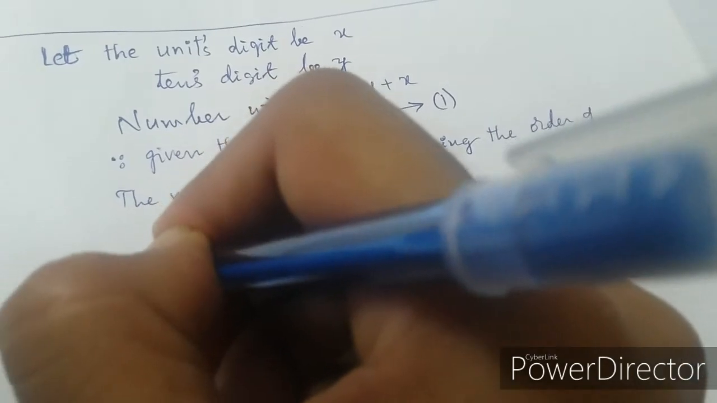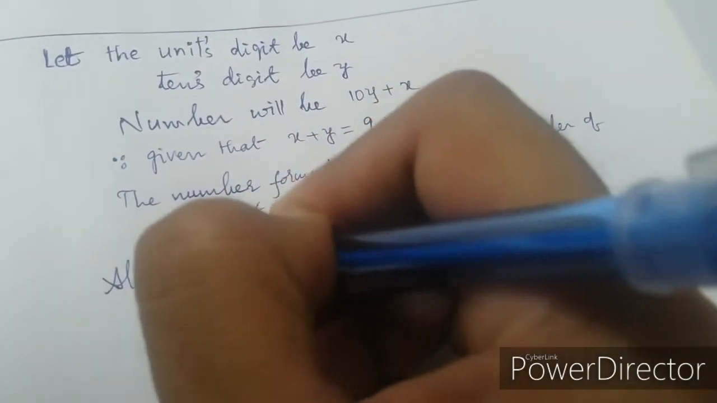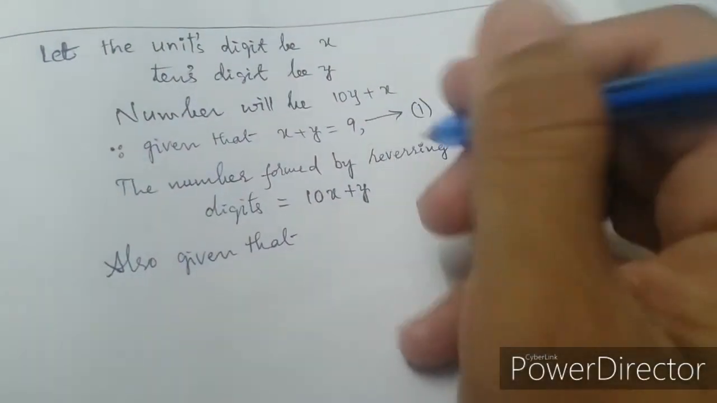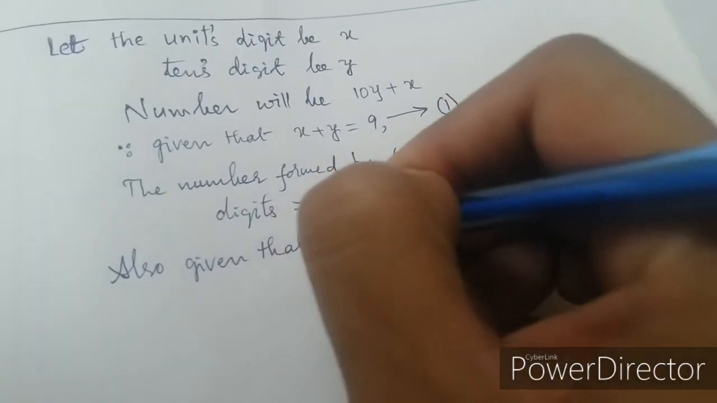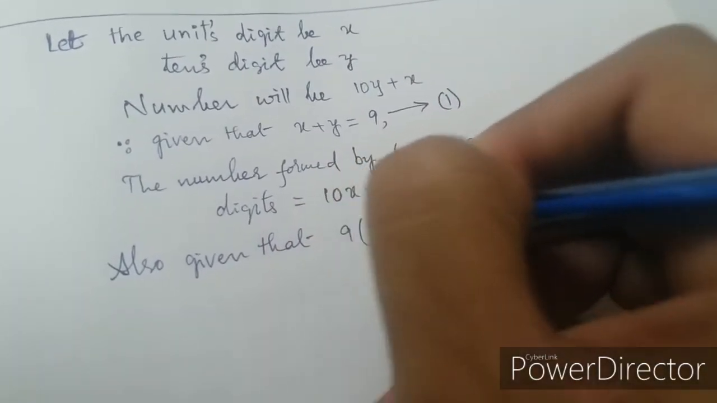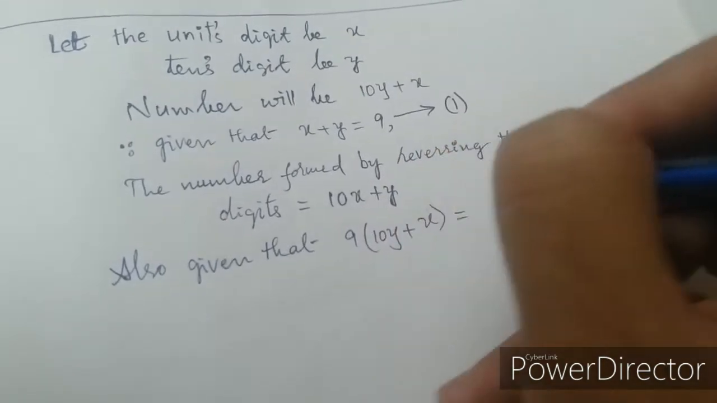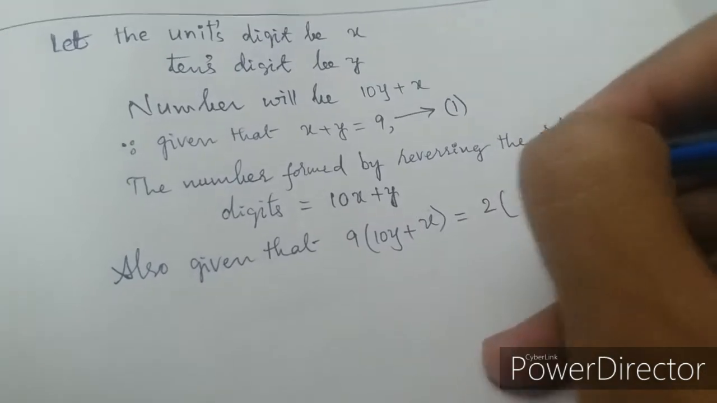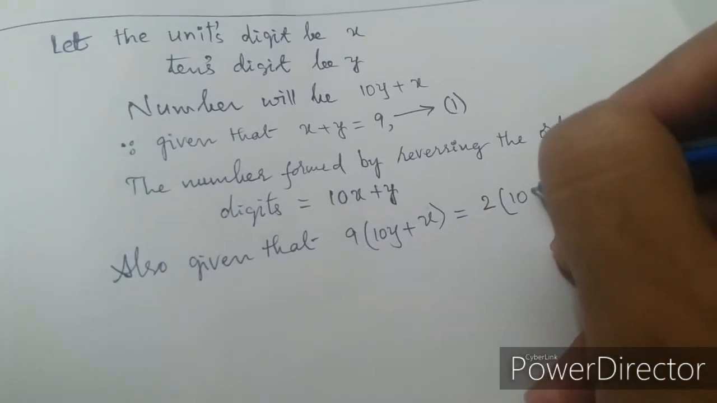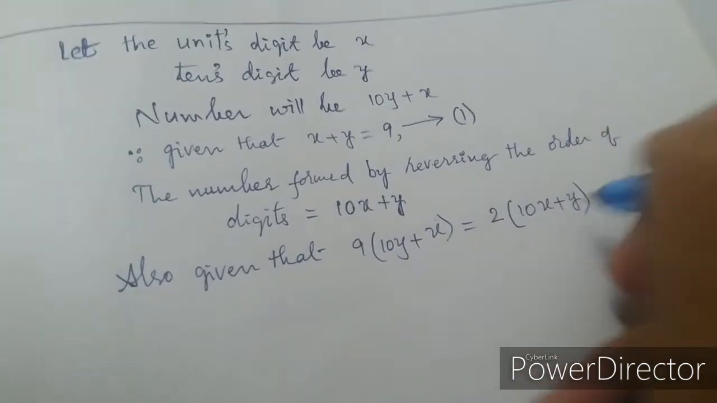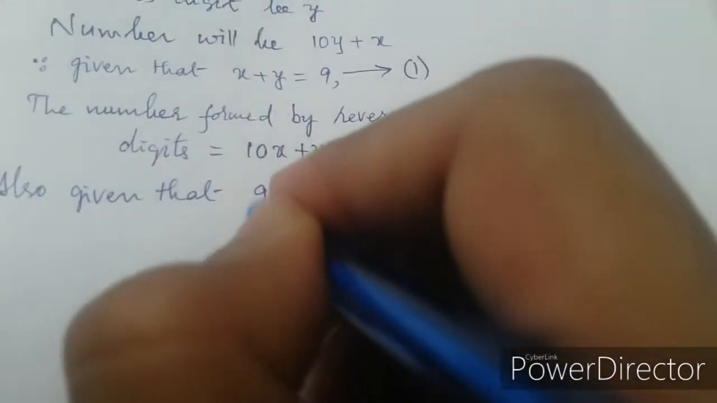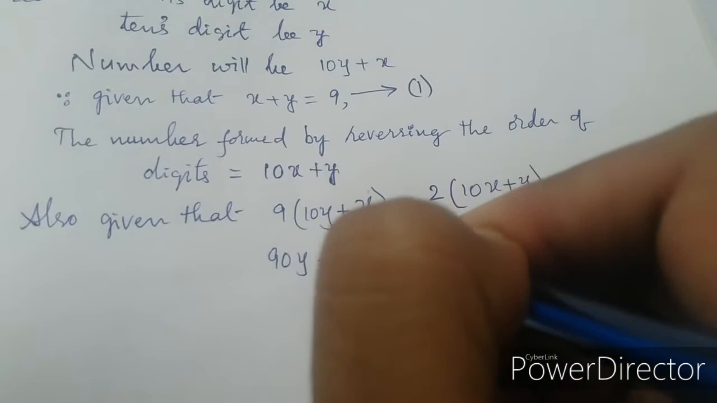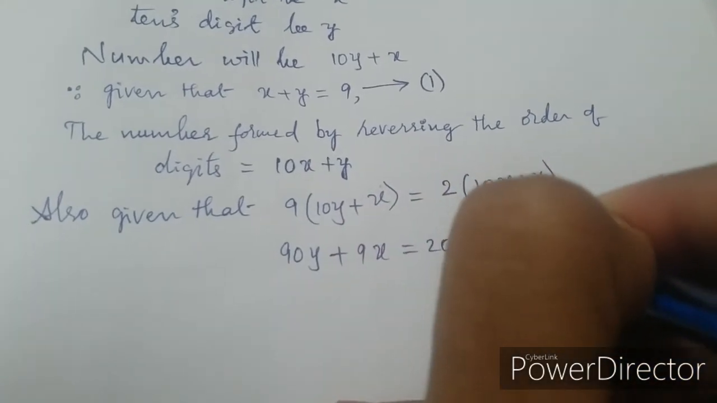Also given that 9 times the number, 9 into 10y plus x, is equal to twice the number obtained by reversing the order of the digits, 2 into 10x plus y. So we can write here it as 90y plus 9x is equal to 20x plus 2y.